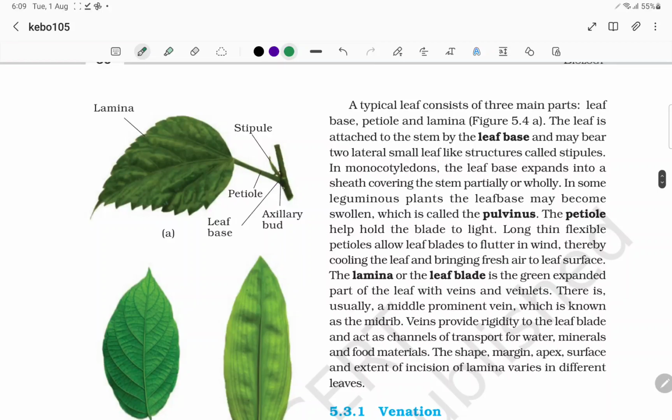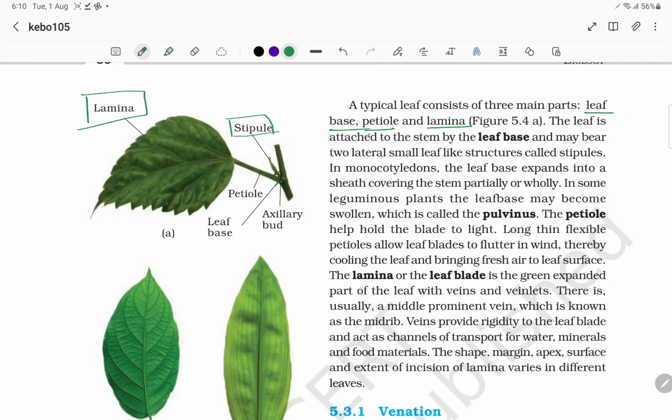So coming to the parts of the leaf, this we call the leaf base. This part is the leaf base, and this is the axil where you have the axillary bud. The two small extensions of the leaf we call stipules. If the same extensions are found on a flower, then you call them bracts. And this is the lamina of the leaf. This blade-like thing is the lamina, and the thing which holds the leaf far away from the stem we call the petiole. So a typical leaf consists of mainly three parts: leaf base, petiole and lamina.